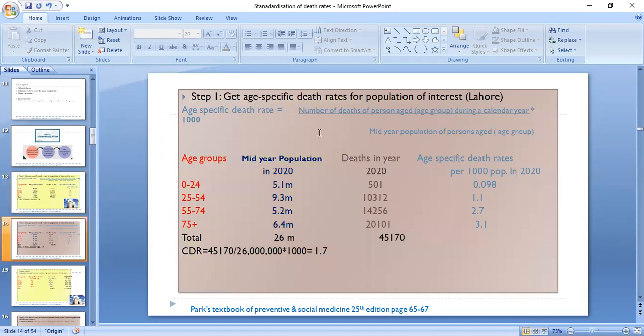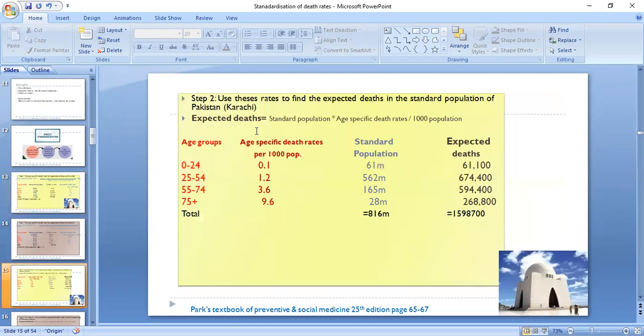The first step is again the same. We will get the age specific death rate per thousand population in the same manner as we calculated previously. Then the second step is to use these rates to find the expected deaths in the standard population of Pakistan, where our population under study is Karachi. So how do we find the expected deaths? The formula is the standard population multiplied by the age specific death rate per 1000 population.